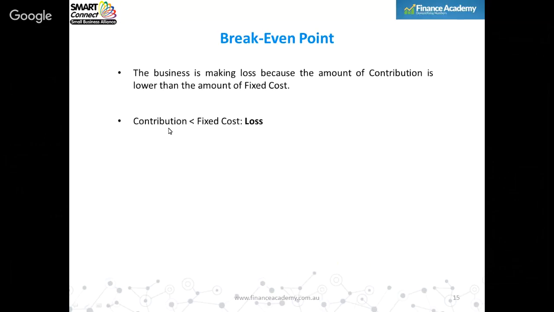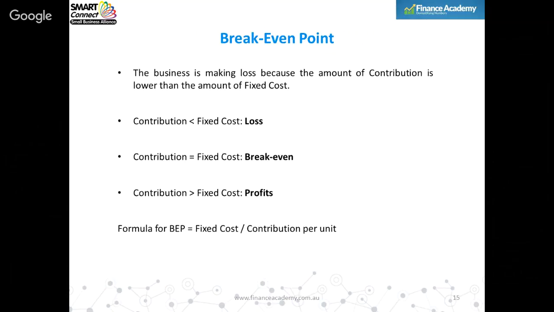So if contribution is less than fixed cost, business makes a loss. When contribution equals fixed cost, that is when the business breaks even. When contribution is more than fixed cost, business has made profit. So the formula for break even point is fixed cost divided by contribution per unit.